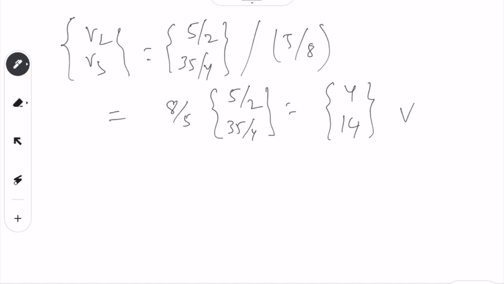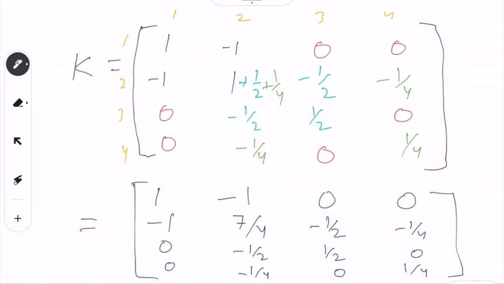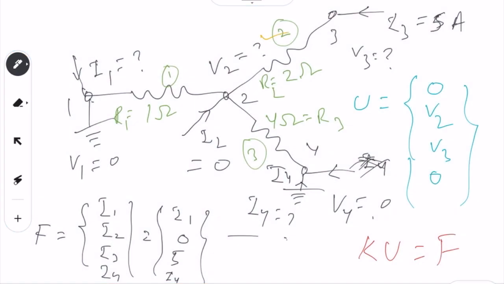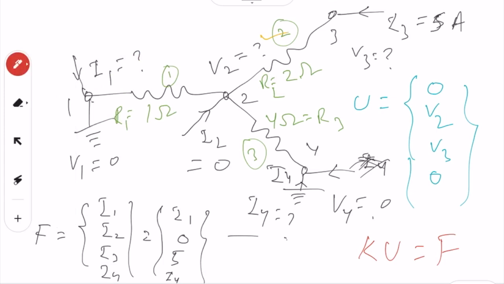Okay, so these are the volts we got. What it tells you is v2, v3 are 4 and 14. So v2 is 4 volt and v3 is 14 volt. Okay, that's the answer we got.